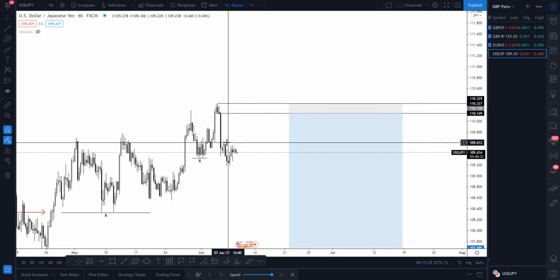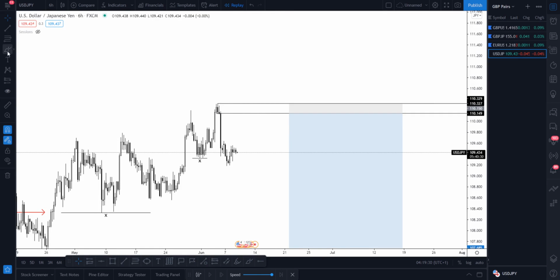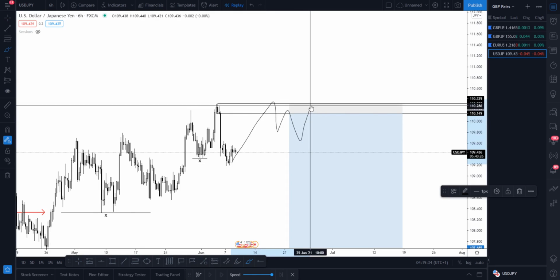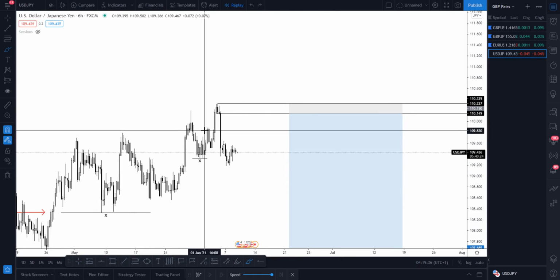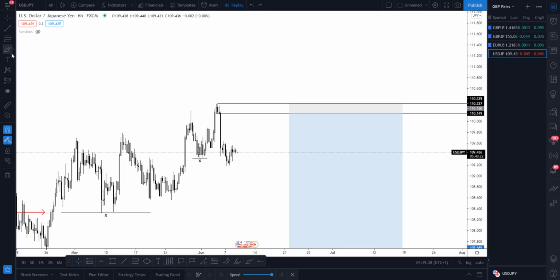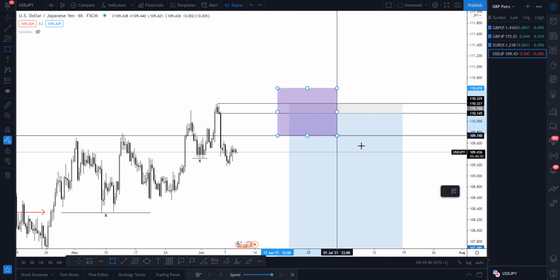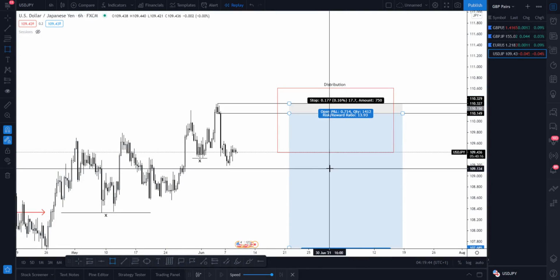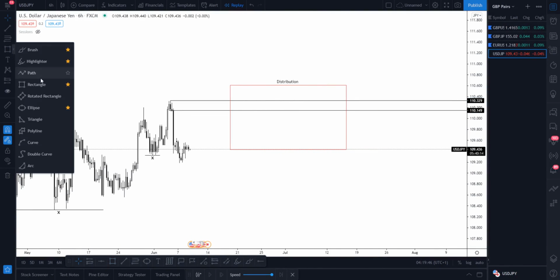Now if you want to look for more confirmation, you can wait for price to come back into this level, show you a Wyckoff distribution schematic, or you could keep it simple like me, and I'll show you what I mean by that. So let's do this, and this is the schematic we'd be waiting for.